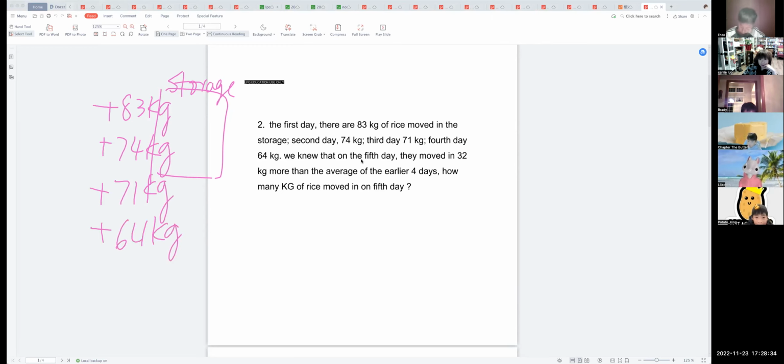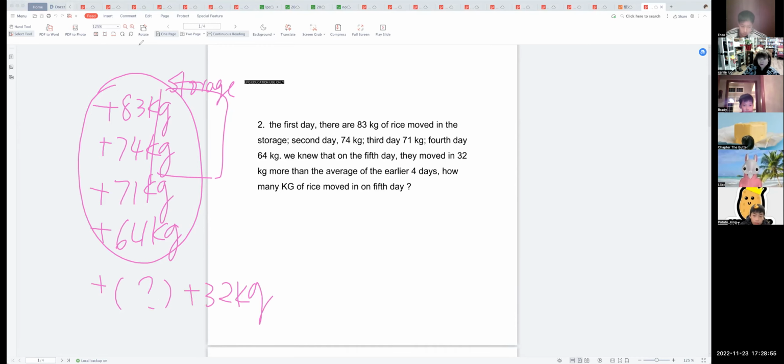On the 5th day, the last day, you move 32 kilograms more than the average of the earlier 4 days. How many kilograms of rice moved in on the 5th day? So the 5th day equals the average of the upper 4 days plus 32 kilograms. First you calculate the average of the first 4 days and plus 32, you get the 5th day. Understand, Brandy?